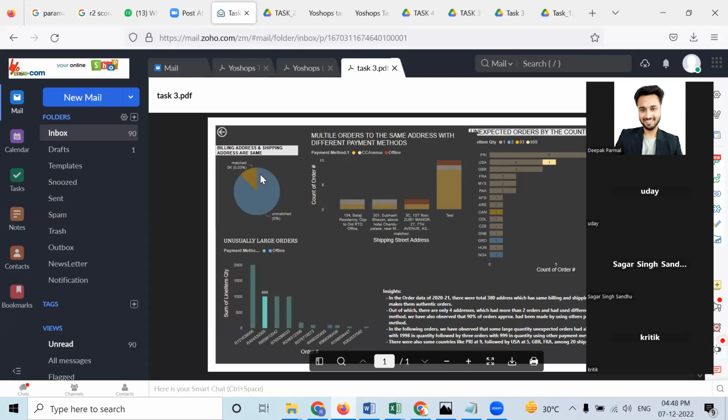Here also order ID should be there, Tripti. The same problem is there with this task. You have to find out the order IDs which are coming under the suspicious category: multiple orders to the same address with different payment methods.